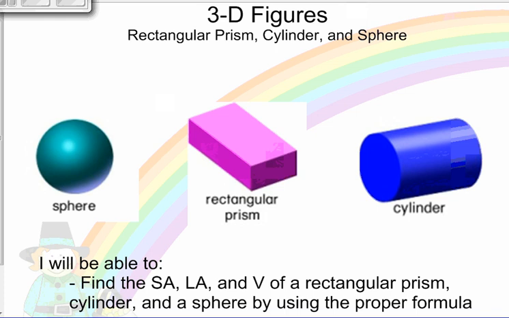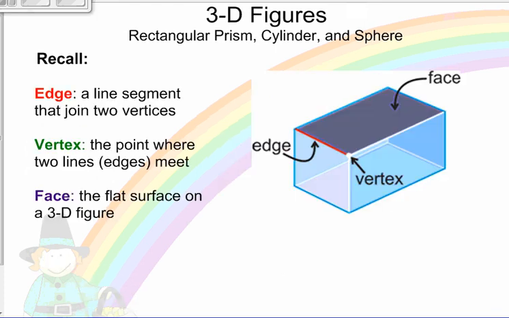Okay, so in this lesson, we're going to learn about our 3D shapes. Please make sure you picked up a formula sheet when you walked in today so that you can use that. We're going to be talking about the rectangular prism, the cylinder, and the sphere, finding surface area, lateral area, and the volume of all three of those.